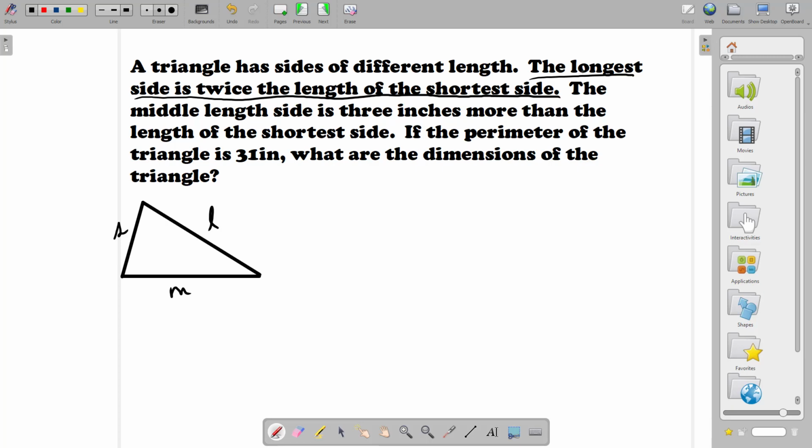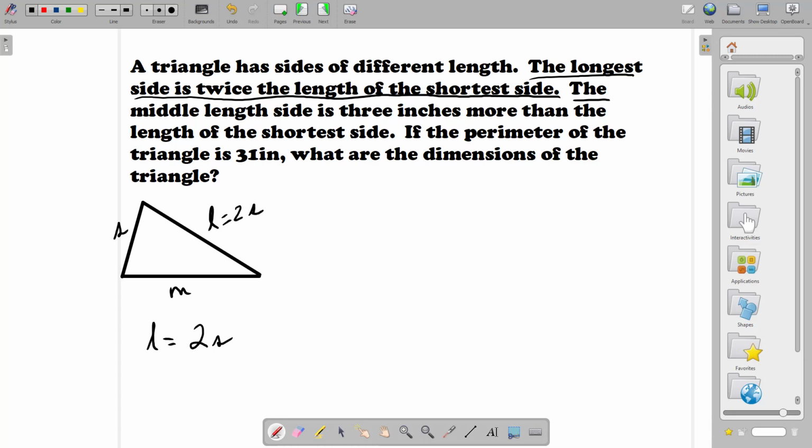So go back to our key sentences here. The longest side is L, is twice the shorter side, 2 times. So the length here is 2s.